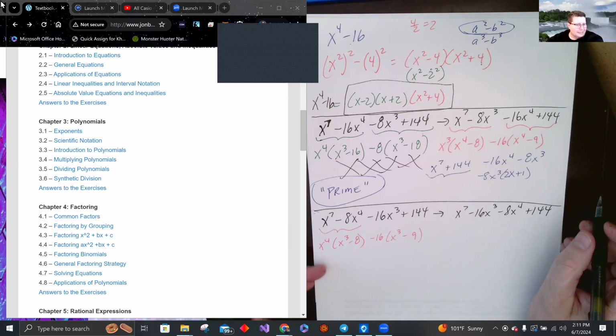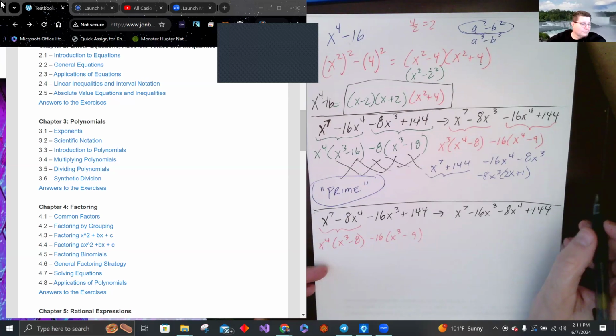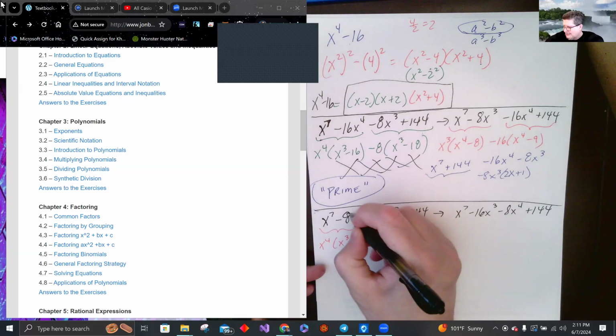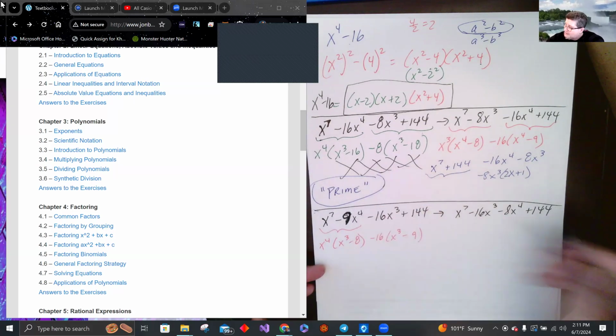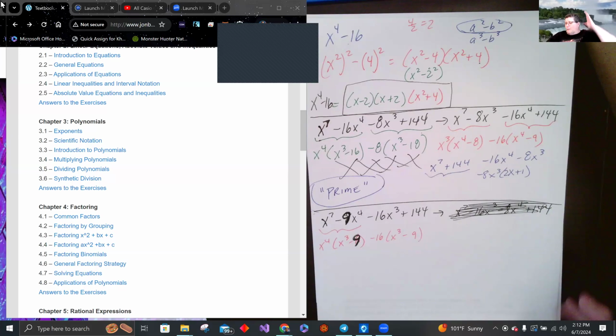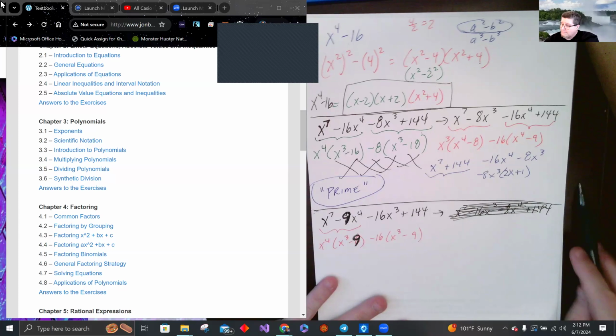I wrote this as factoring. I'm wondering if I was wrong. I am wrong. This is wrong. Let's make this a 9. So that's a 9. I wrote my problem down differently than I wanted. If I make that a 9, this works.